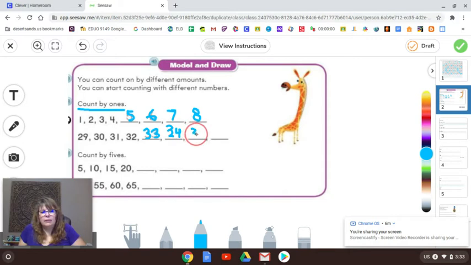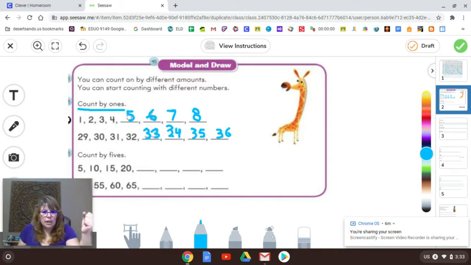35 and 36. We're counting by ones. Now the next rule says that we're counting by fives. Now when we count by fives, there's a pattern as well, but we're going to talk about the pattern in a few minutes.